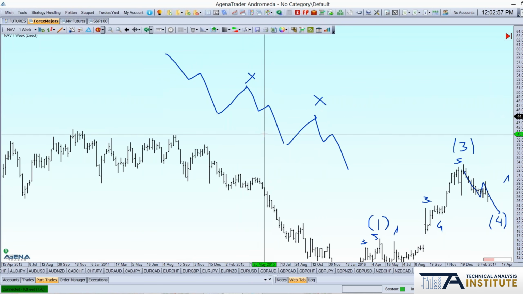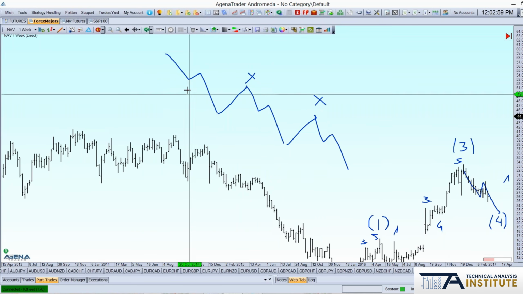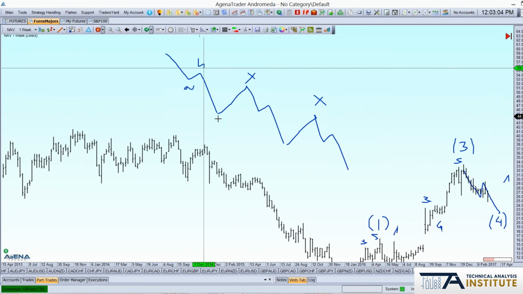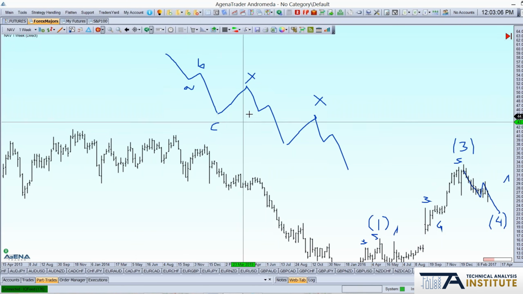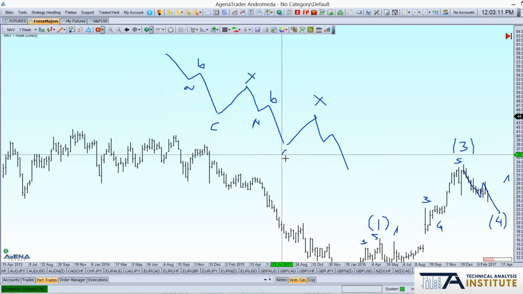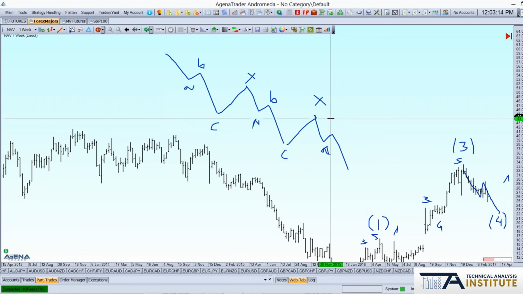And what we have here is A, B, C here. Let's say A, B, and C. And here we have another A, B, and C. And lastly, we have here another A, B, and C.